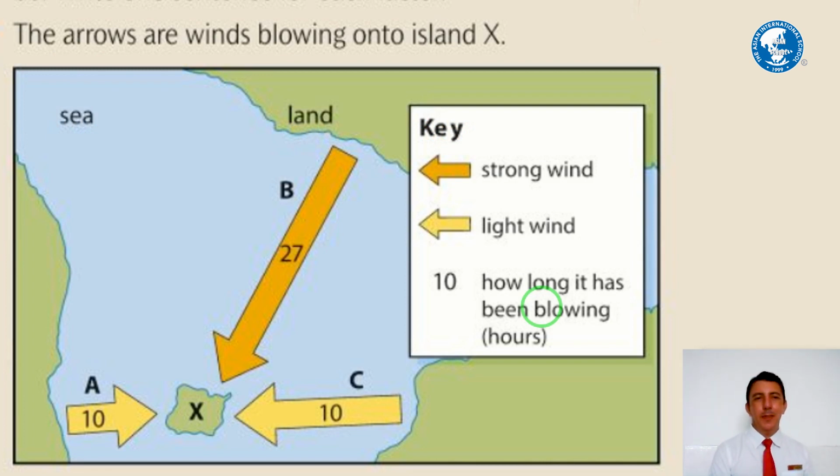So, look at this diagram. We have an island called X at the bottom. There are 3 winds blowing from different directions. If we look at the key, it tells us the orange arrow is a strong wind and the yellow arrow is a light wind. The number inside the arrow is how many hours that wind has been blowing for.